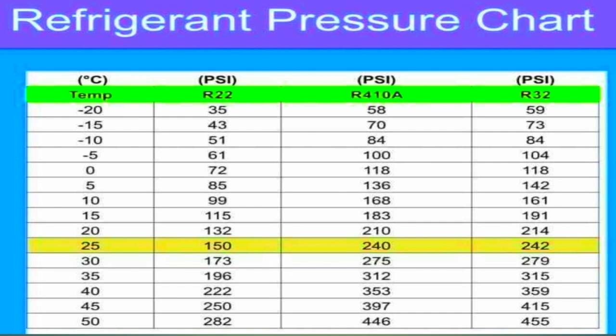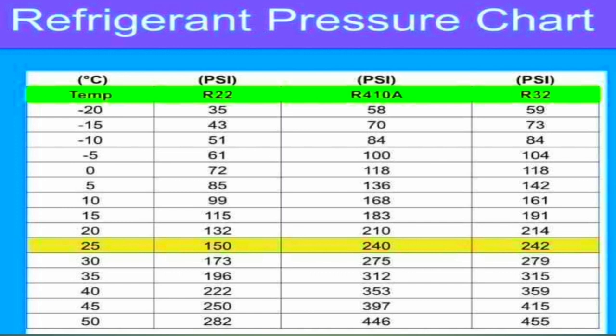When you are working on any air conditioning system, you must know the outdoor temperature. You check the ambient temperature, and then you adjust your Freon in the running position of the unit. So if your outdoor temperature is 25 degrees Celsius, your high pressure must become 150 psi, and if it is R410, your high pressure will become 240, and if it is R32, it will be 240 or 242. It's not a big difference between R410 and R32.